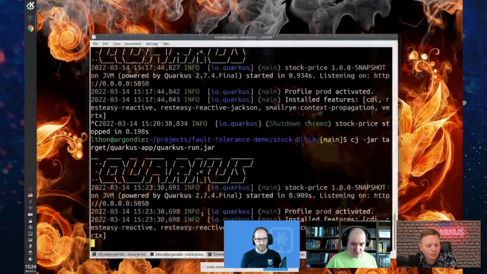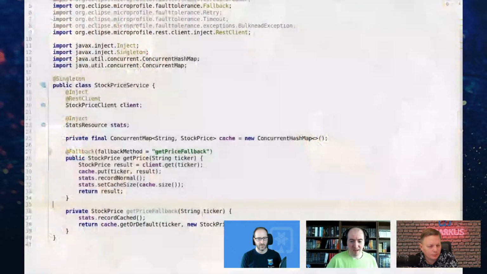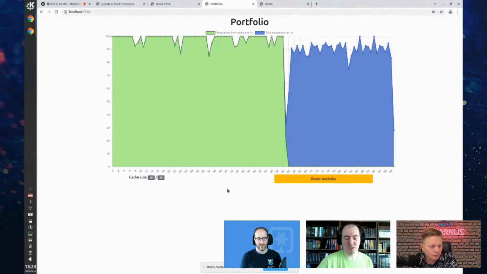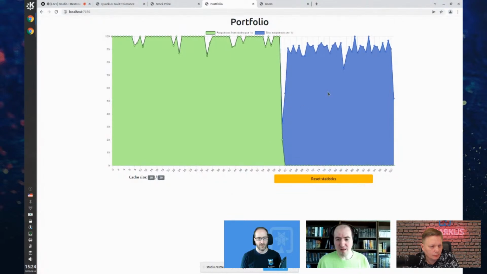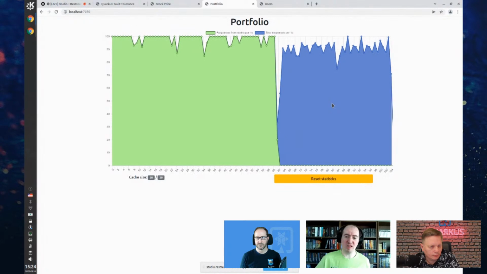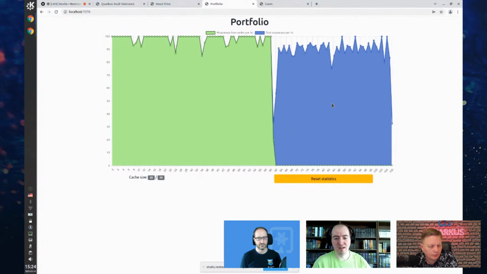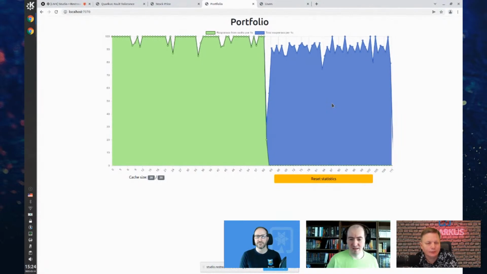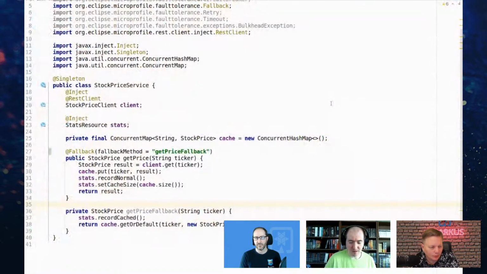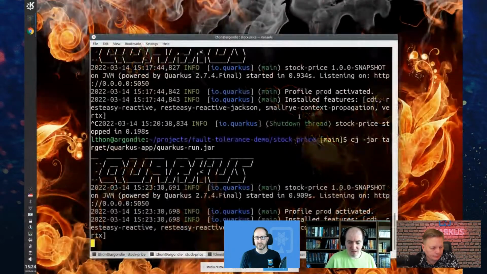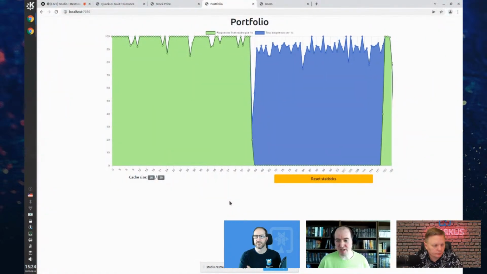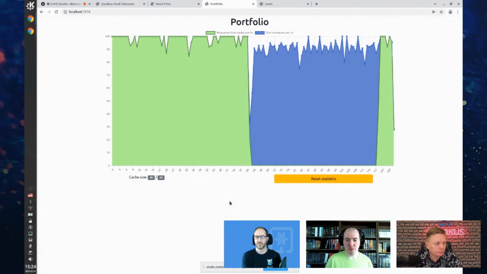Okay. So what's the green versus blue? The green portion of the graph is when the response was served from the cache, and the blue one is the total. Okay, so green means something happened badly and we recovered from it. Yes. And blue means it's all normal. If I kill the stock price service now, we'll be getting responses from the cache again, right? So I'm all green again.